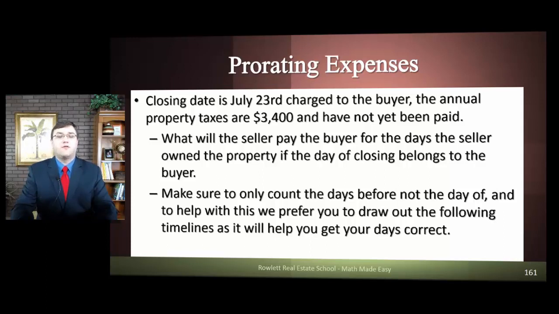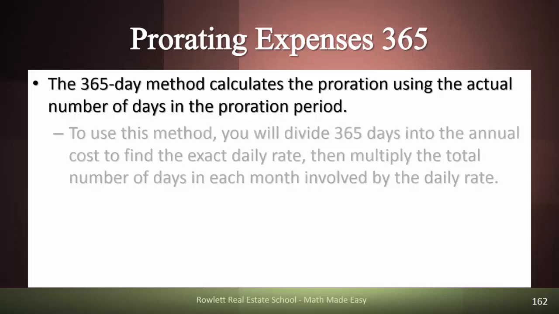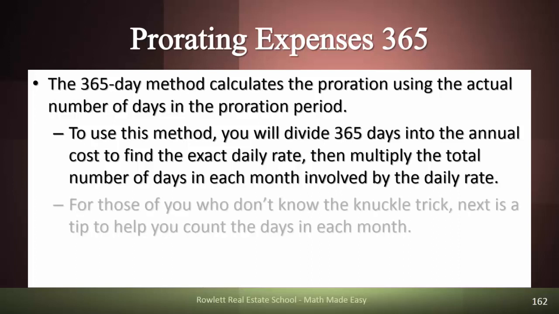And to help with this, we prefer you to draw out the following timelines, as it will help you get your days correct. Once I started using this in the classroom, it just made life so much easier. Now, the 365-day method calculates the proration using the actual number of days in the proration period. There are 365 days in a year, and you kind of need to know that to be able to get this problem correct. Now, to use this method, you will divide 365 days into the annual cost to find the exact daily rate, then multiply the total number of days in each month involved by the daily rate.